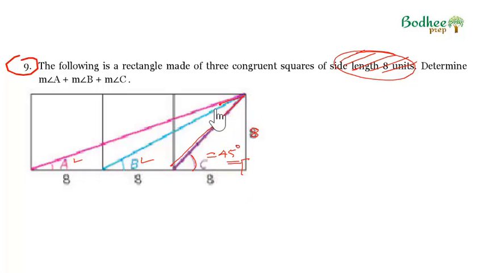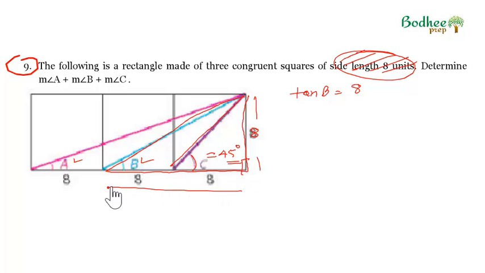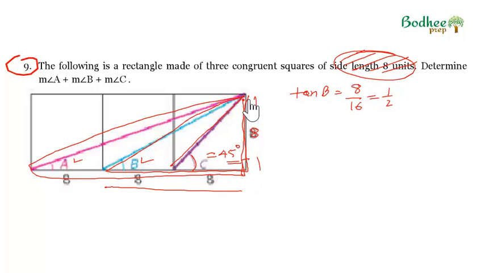So what I do is, if I consider this triangle and I want to find tan of B, it will be the perpendicular, that is 8, divided by this length, which is 16, so the value is half. Similarly, if I take this triangle, then tan of C would be 8 divided by 8 plus 8 plus 8, that is 24, so the value is 1 by 3. And we know this is tan of A.